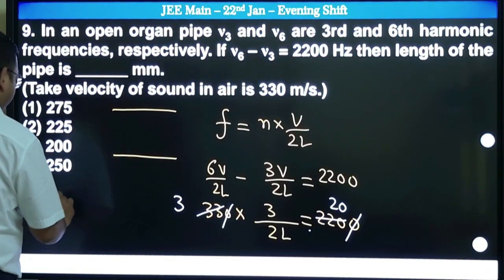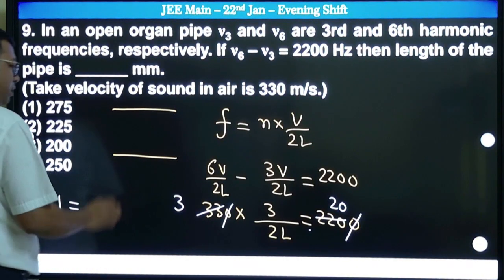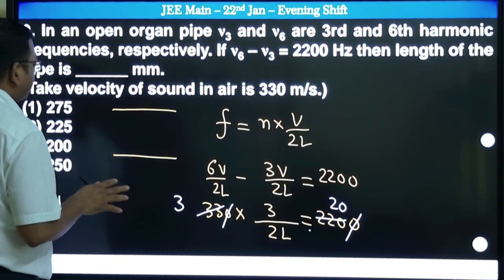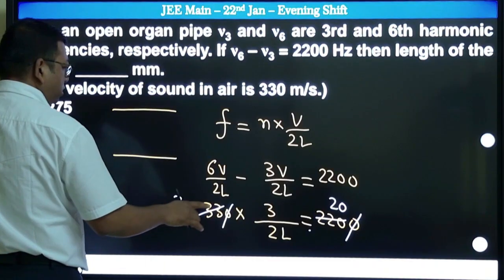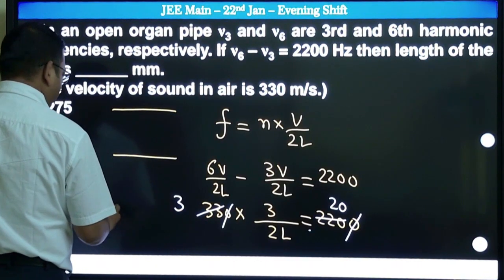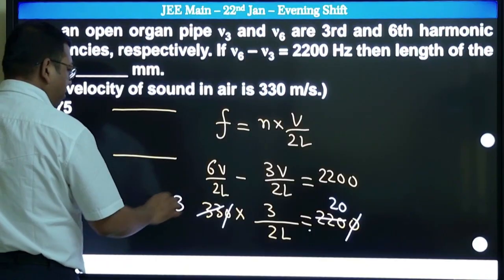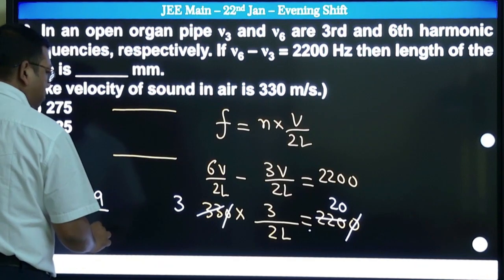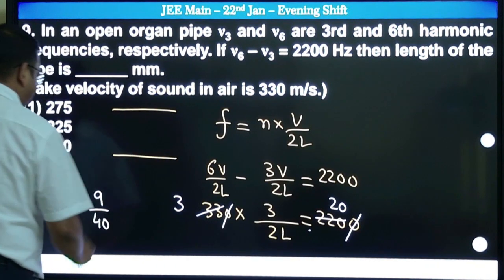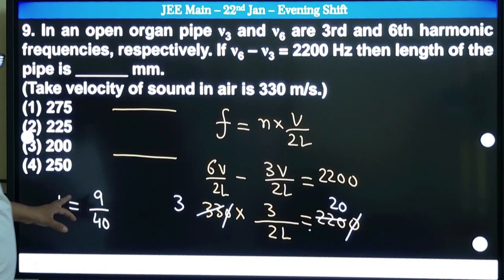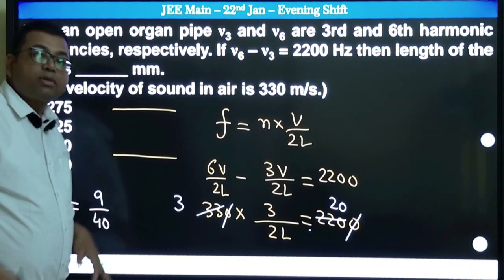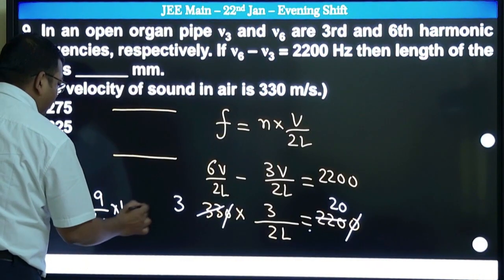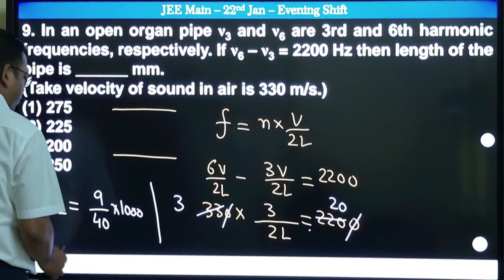So what will be the length here? Length you calculate, and everything is in SI unit, so use SI unit calculation. So length will be how much? 3 into 3, 9, and 20 into 2, 40, right? 9 by 40. This is in meter, but here we have to calculate in millimeter, so 1000 you have to multiply. So what do you get from here?